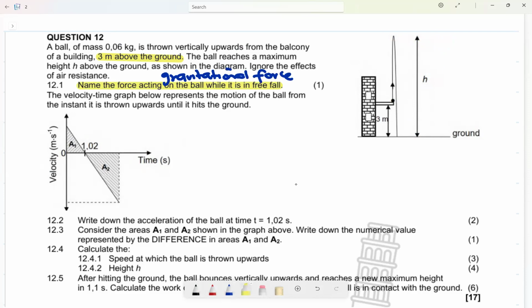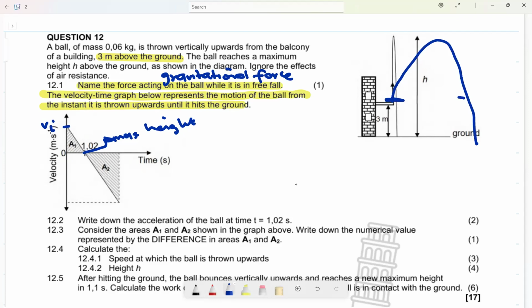The velocity time graph below represents the motion of the ball from the instant it is thrown upwards until it hits the ground. Here it is initially V initial when it was projected upwards. Then here it is at maximum height, and I know at maximum height the velocity is zero. Then it continues to move downwards. Can you see the distance is not the same, because it did not reach the same position. It started here, it went upwards, and then came back.